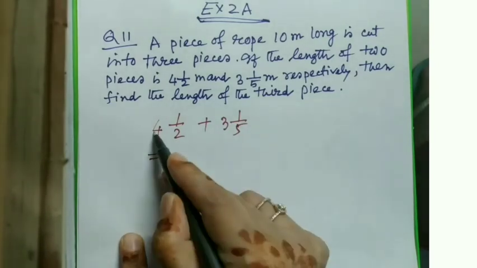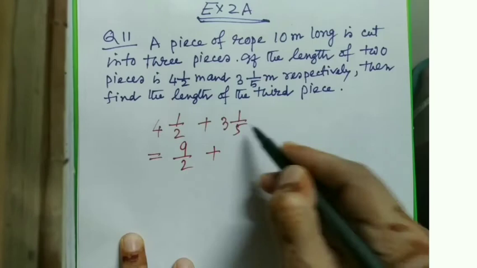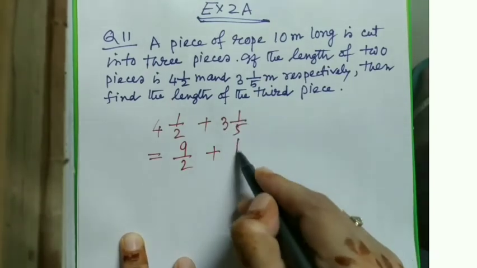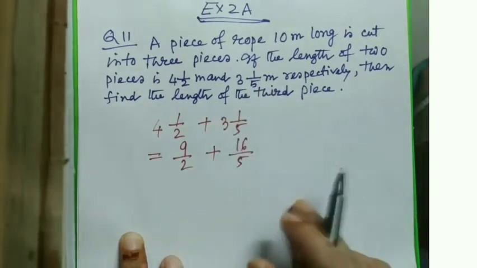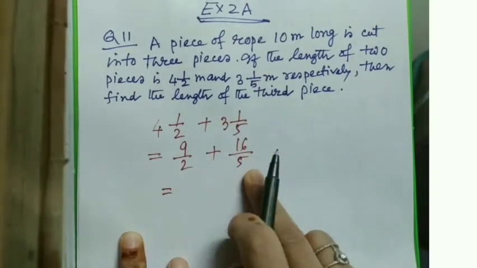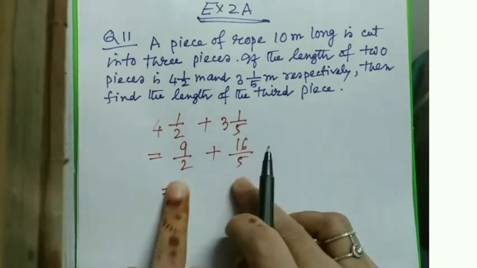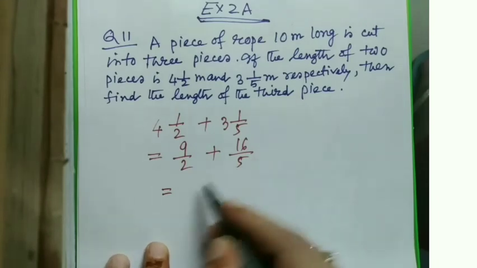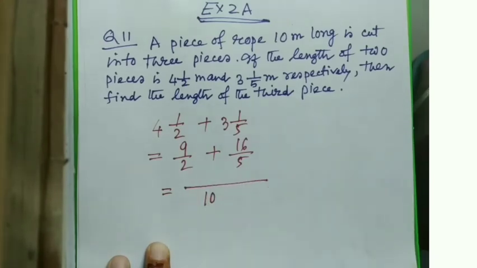This is equal to 4 2s are 8 plus 1 is 9, 9 divided by 2, plus this one is 3 5s are 15 plus 1, that means 16 divided by 5. Now these are unlike fractions, so I'm using the LCM method. This is 2 and 5. You see there is no common factor apart from 1, so I'm multiplying these 2 numbers to get their LCM. 2 into 5, that means 10 is the LCM.